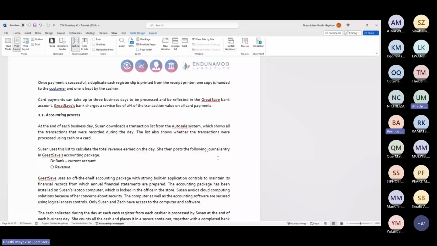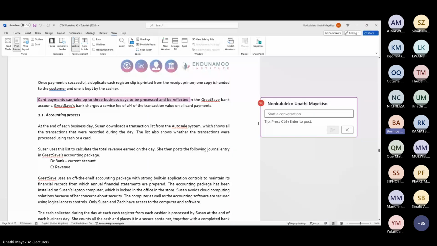The risk that they will not receive the money. The one part where they say card payment can take up to 3 days to be processed and be reflected: how sure are we that the payment has actually gone through and been successful? So I don't know. I wanted to ask how can I put it in a shorter version? That's how I thought.